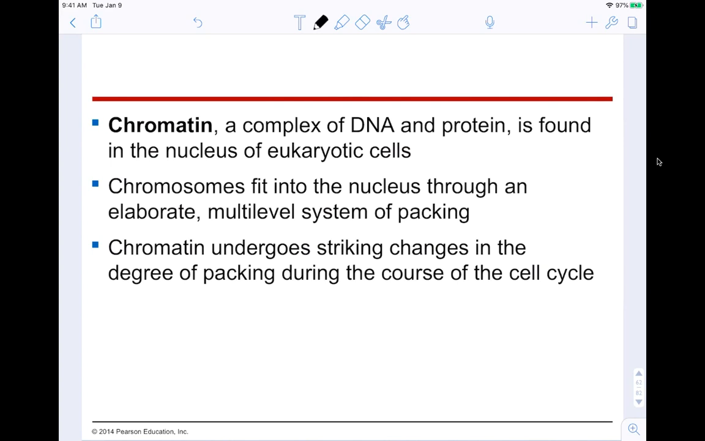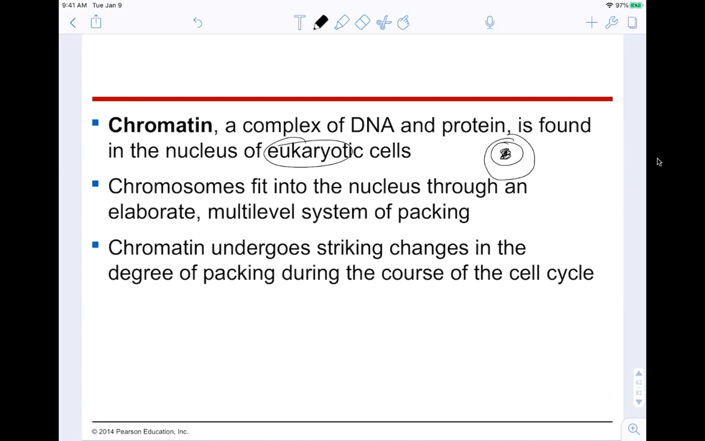Chromatin is a complex of DNA and protein, because in all kinds of organisms, both eukaryotic and prokaryotic, you have DNA and protein as a complex together. Chromatin is found in the nucleus of our eukaryotes. Remember that your cells are more round, and you have a nucleus where your DNA is lovely and compacted. Chromosomes fit into the nucleus through an elaborate multi-level system of packaging. Chromatin undergoes striking changes in the degree of packing during the course of the cell cycle. Because if you're about to split and replicate the DNA, you cannot have a loosey-goosey bowl of spaghetti going on. You have to have compact units that are easy to sort, with none of that intertangling and having all kinds of mutations because you don't have enough DNA in some places, or you broke it because it's all stuck together.